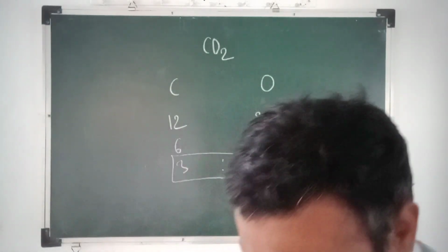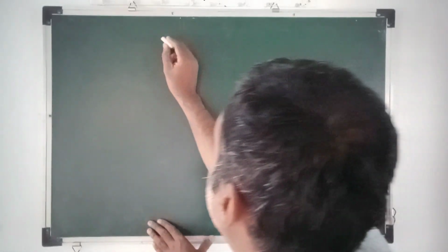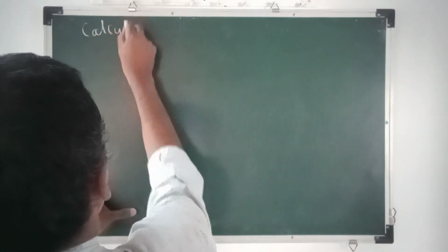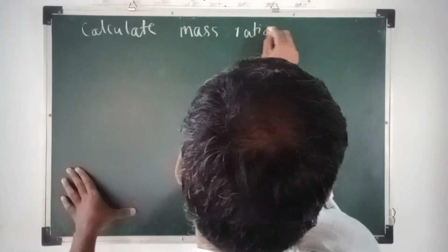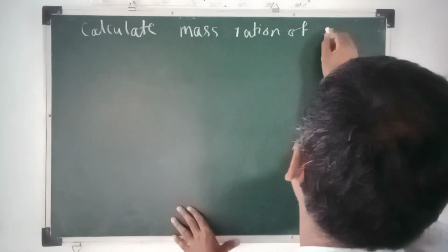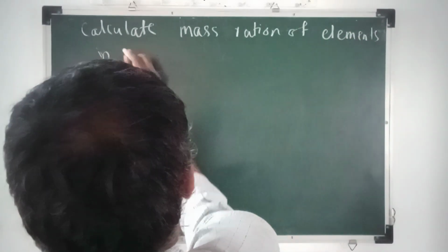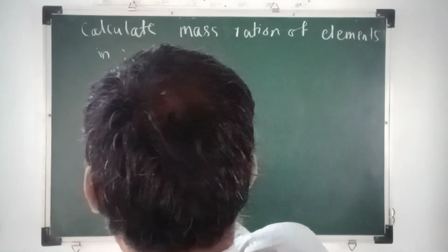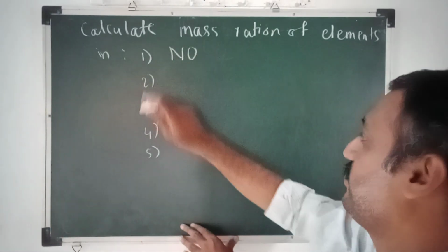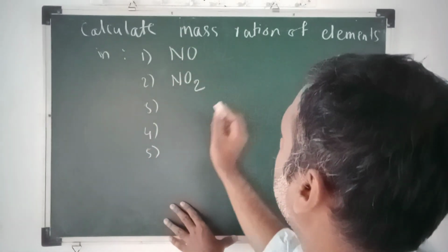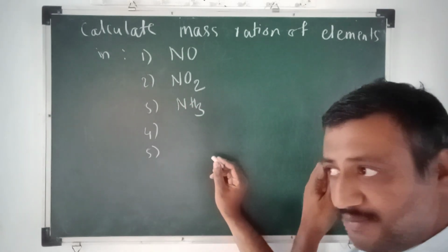Okay. So as a homework, you try to calculate. Homework I am keeping. Calculate the mass ratio of elements in these compounds, so here I am writing 1, 2, 3, 4, 5. NO, what is the mass ratio of nitrogen to oxygen? NO2. Okay. NH3, then which should I give?